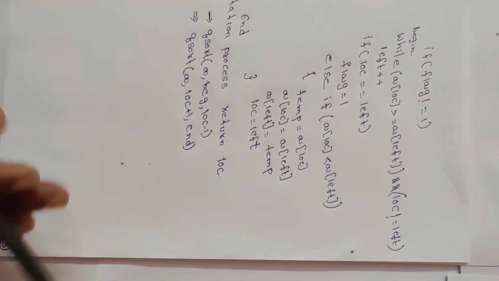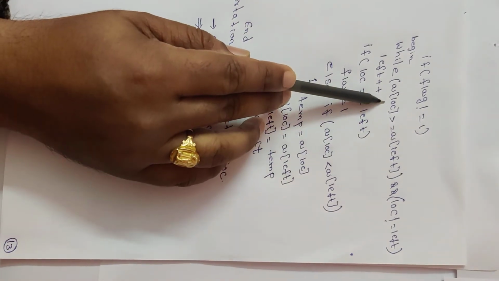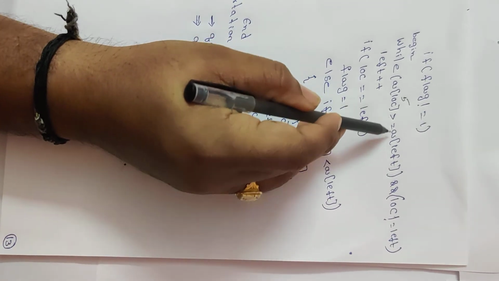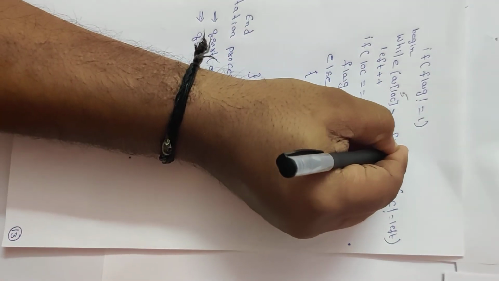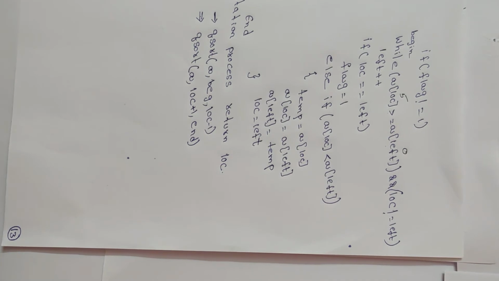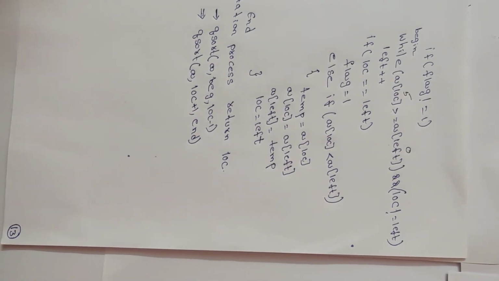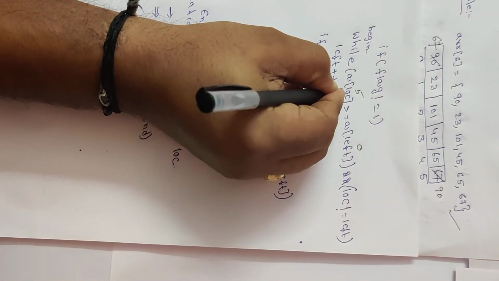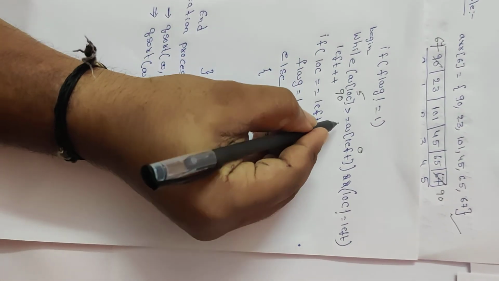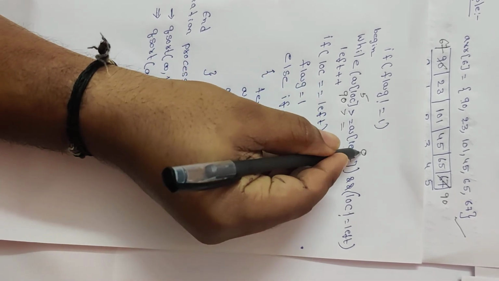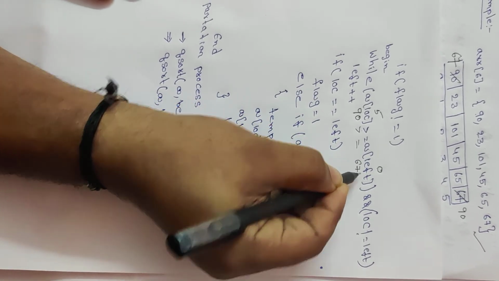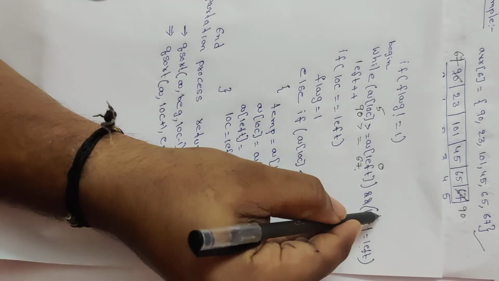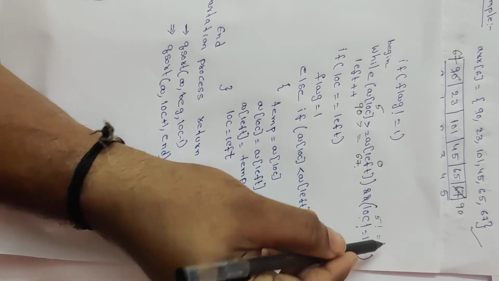Now comparing with the left side: a of location, where location value is 5, is greater than or equals to a of left. The a of left value is 0. Left does not change, location changes. A of location, that is a of 5, becomes 90. 90 is greater than or equals to 67, condition true. Location not equals to left, 5 not equals to 0, this condition is true.